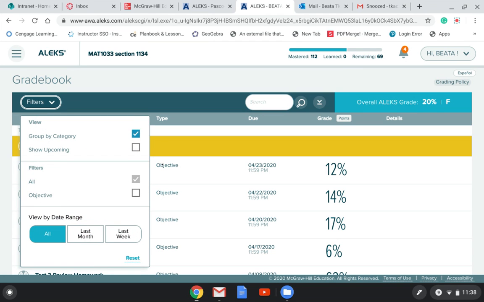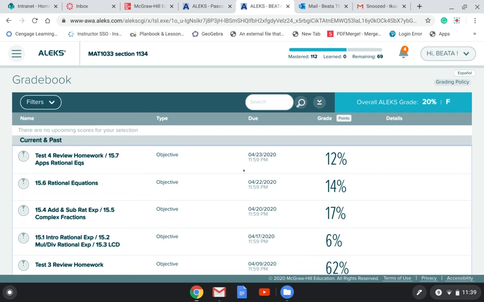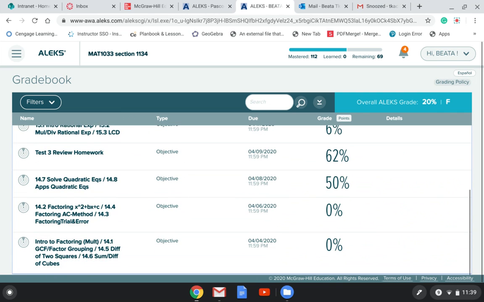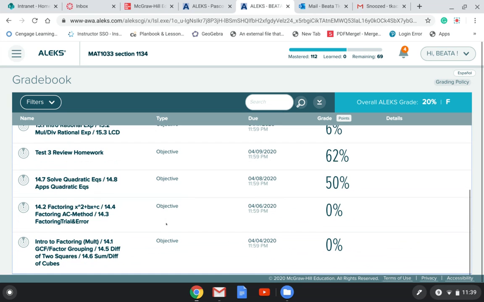Okay, so what is important? If you skip to objectives, right here, if you go to the gradebook and filters objectives, that's your homeworks. And I will click on all. Okay, so like you see, my gradebook switched to the type of objectives. Objectives, that's the homework which I was assigning, so you will be able to see it.